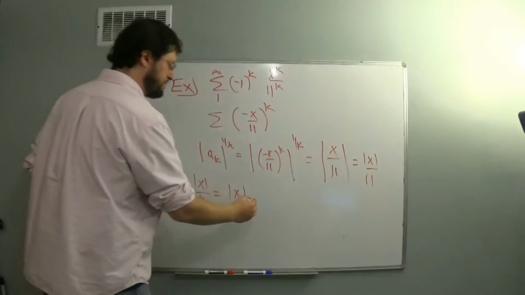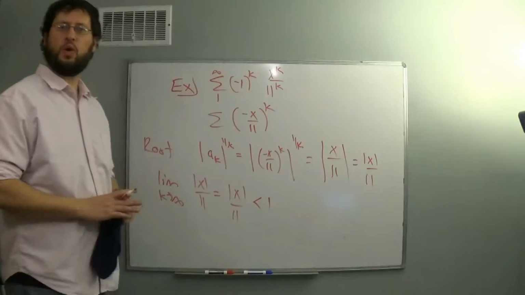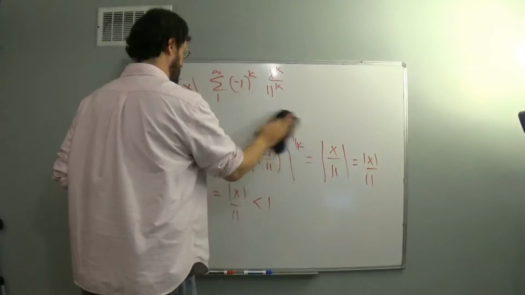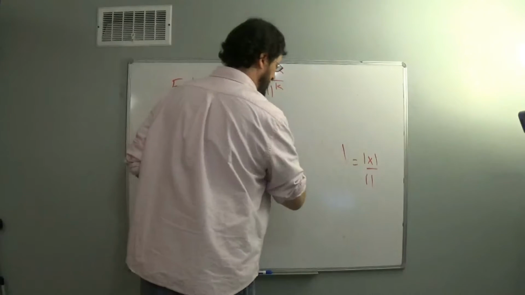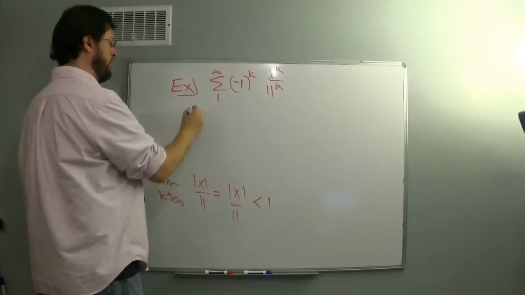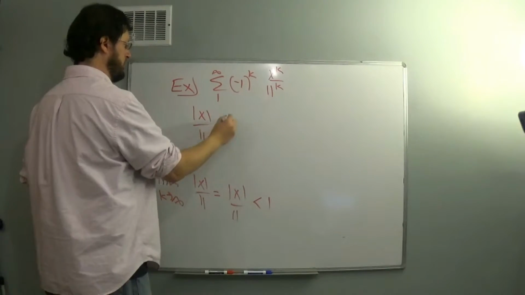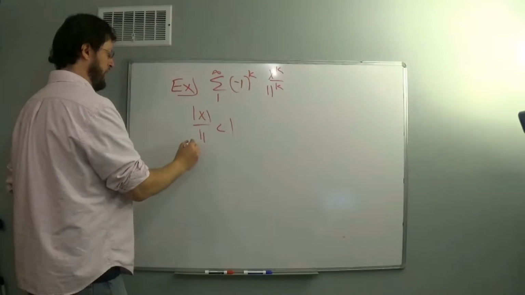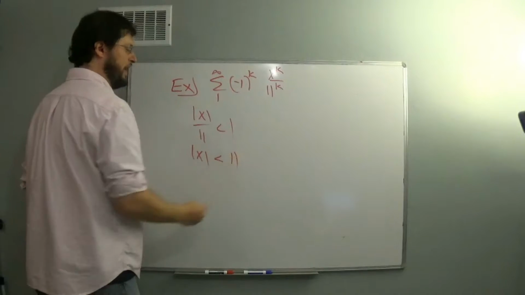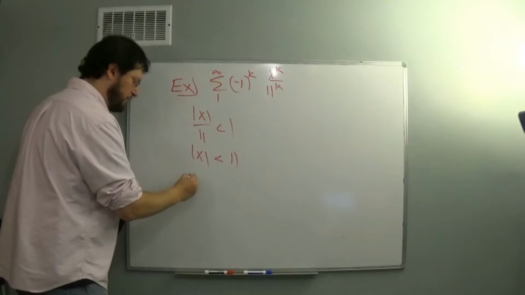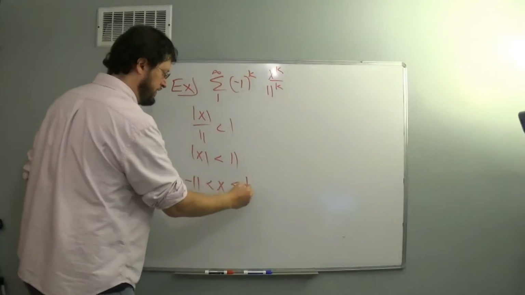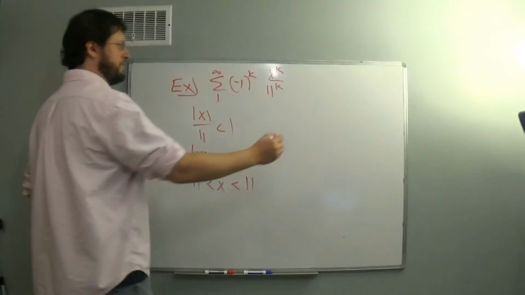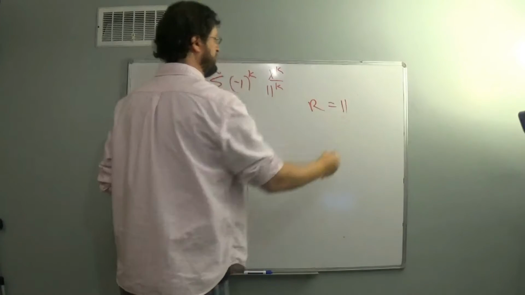As before, we want that to be less than 1. So if that's less than 1, we've got absolute value of x over 11 less than 1. So the absolute value of x is less than 11. So negative 11 is less than x is less than 11. And our radius of convergence is 11.